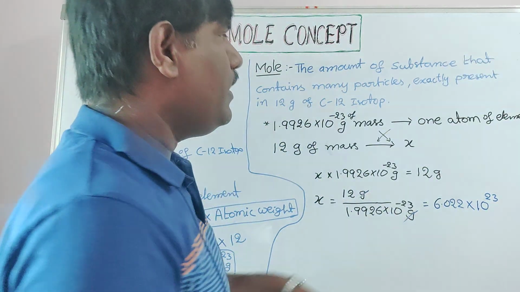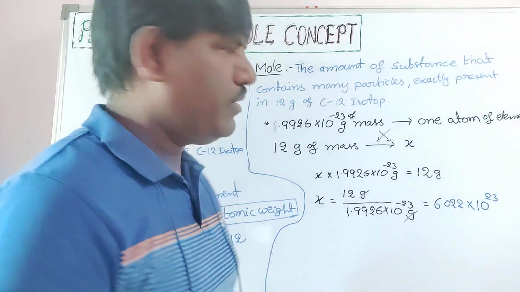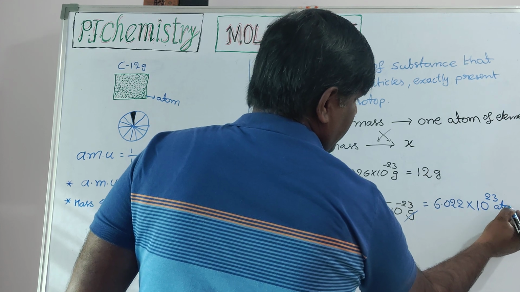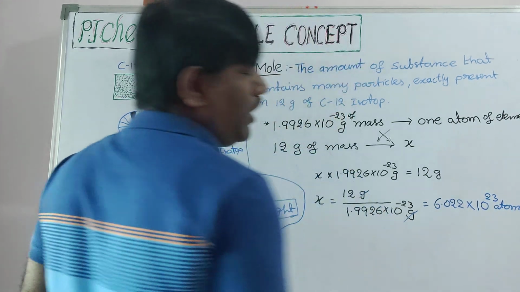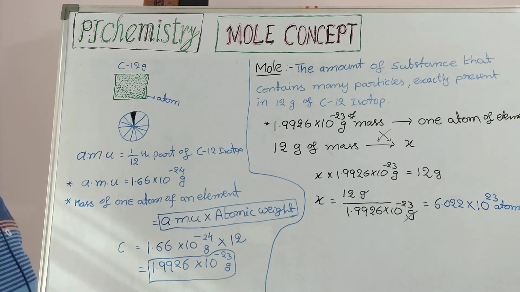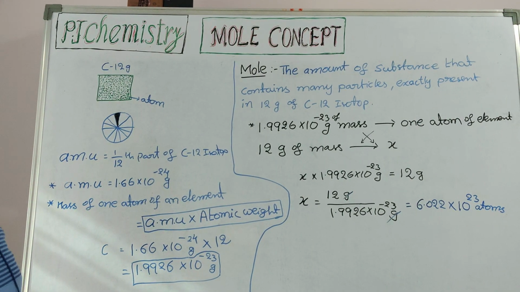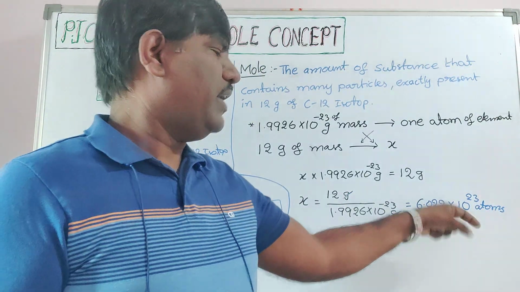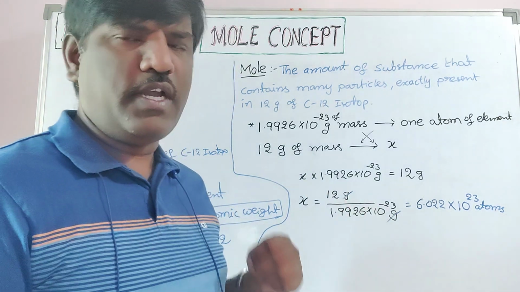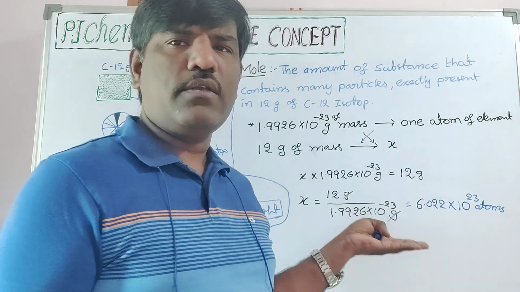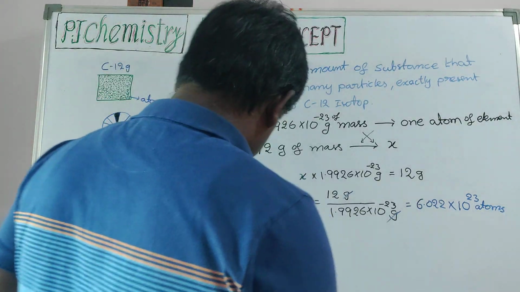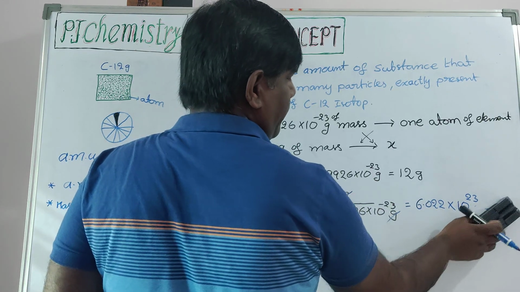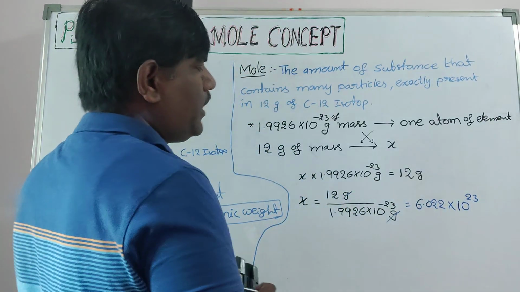What is present? Atoms. Here we are calculating for atoms, so atoms. If you calculate for molecules, molecules. If you calculate for ions, ions. Instead of writing particularly atom, as per the question we should follow: atoms means atoms, molecules means molecules, ions means ions, electrons means electrons. So the common word is particle. How many particles are there?